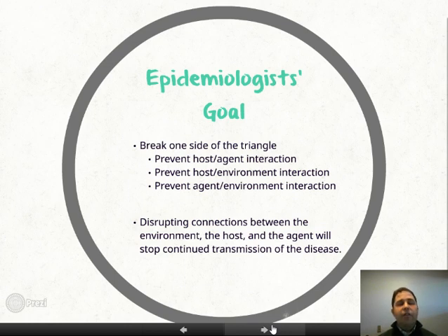So any of the three sides of this triad can be broken, and disrupting the connections between the environment, the host, and the agent will always be able to stop continued transmission of the disease, so long as you have completely disrupted that connection in each direction. And that's something we'll talk about in more detail later in this class. You will study a disease on your own and try to break these sides of the triangle for your own unique disease that you're going to do some research on.